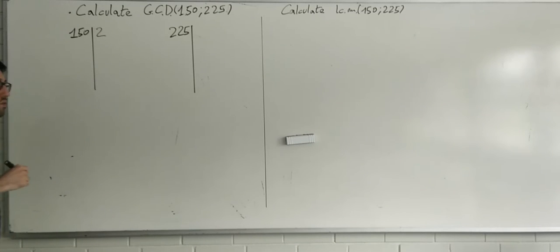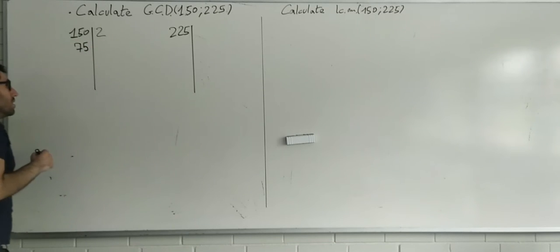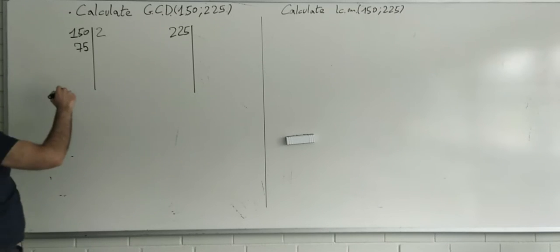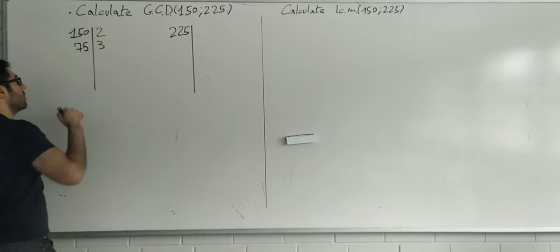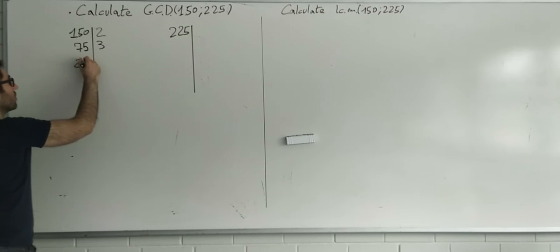150 divided by 2 is 75. 75 is not an even number. We cannot divide by 2. Let's see if we can divide by 3. We see that the sum of the digits, 7 plus 5, is 12, which is a multiple of 3. Therefore, we can divide by 3. Let's do that. 75 divided by 3 is 25. We write the result here.